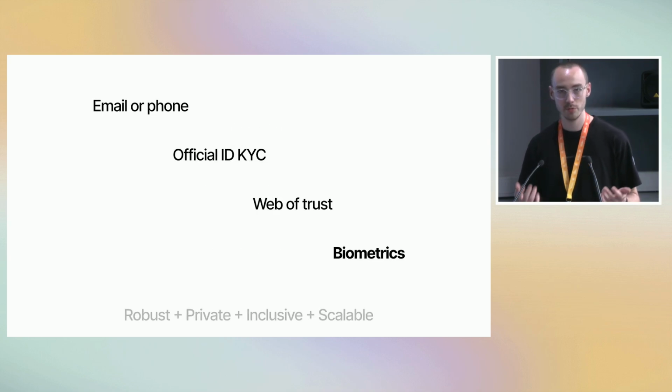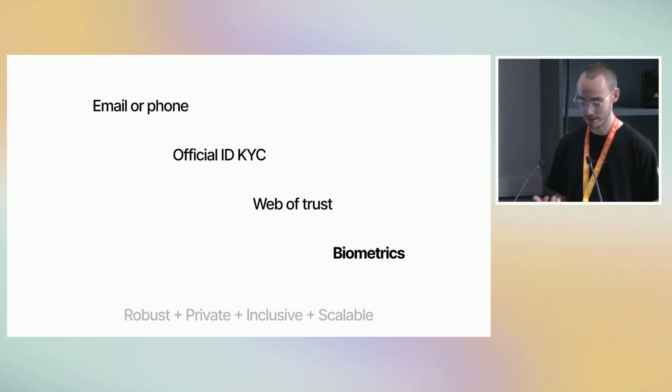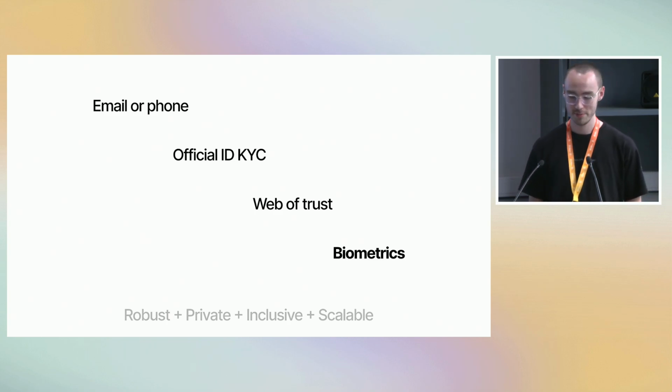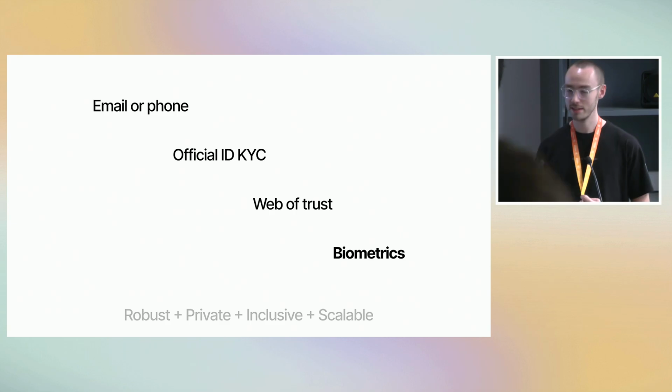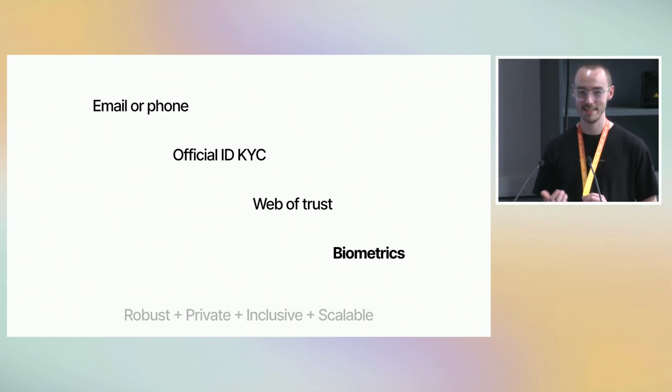So when it comes to this, we looked at a lot of different approaches of how we can help solve this problem, right? Email or phone don't really work well. Super easy to get extra phone numbers, super easy to get extra emails. When it comes to doing KYC of official government IDs, while it does work fairly well for knowing, okay, yes, this is a real human, verified by some government, the problem is that less than half of the global population has a digitally verifiable government ID.